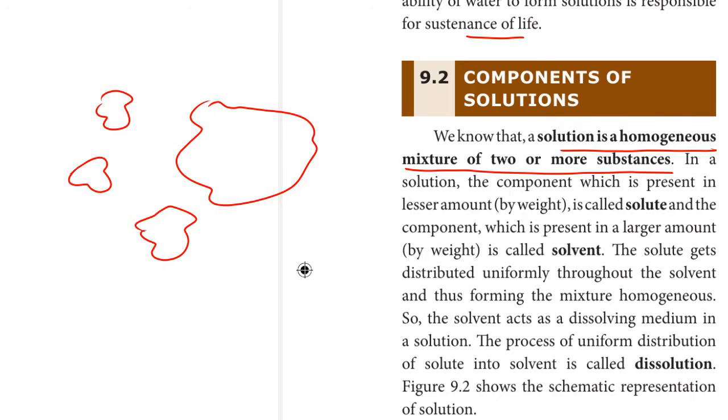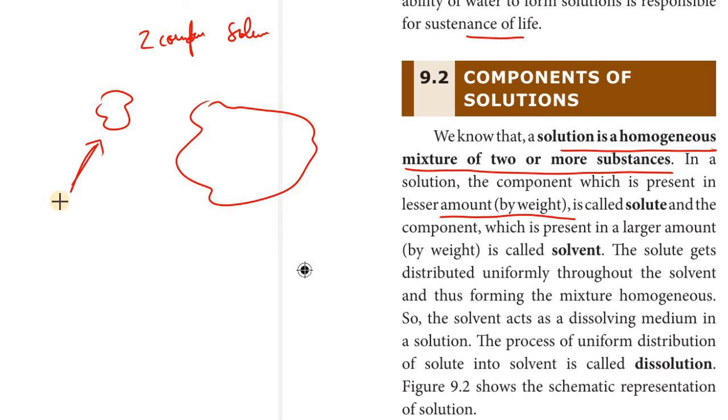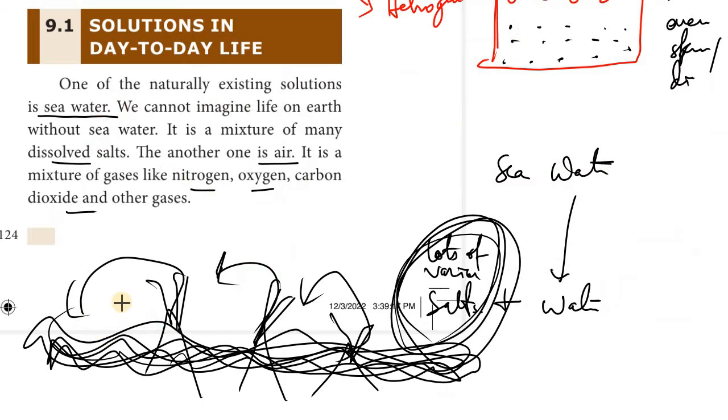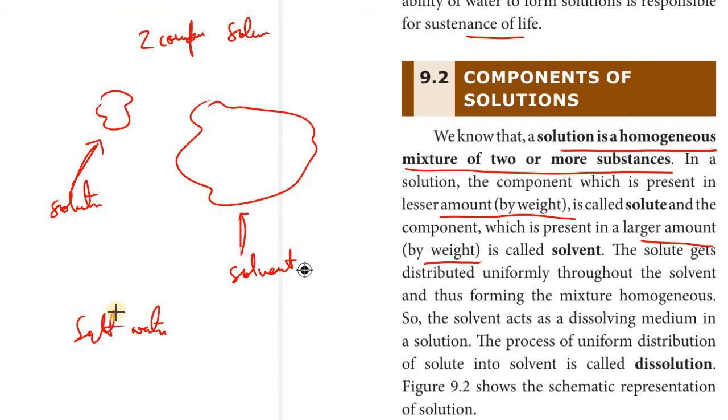So suppose we have a two component solution, right? Only two components are here. So this is a two component solution, and here this is the amount which is lesser, and this is known as your solute, and the one which is present in larger amount, again by weight, is known as solvent. So just right now when we talked about salt water, you do know what salt is then? Well, salt is effectively the solute and water was the solvent.